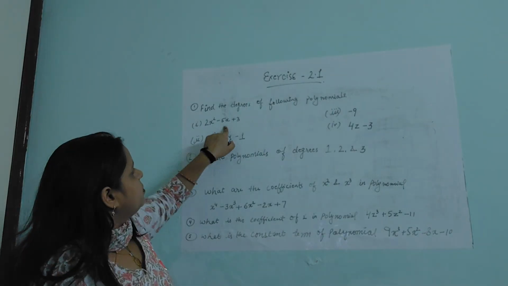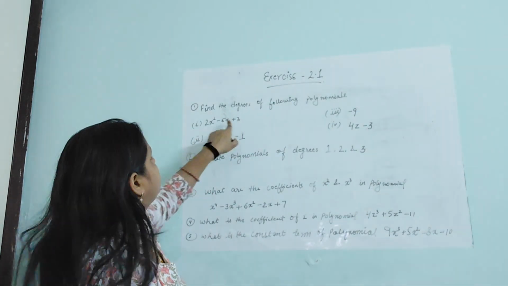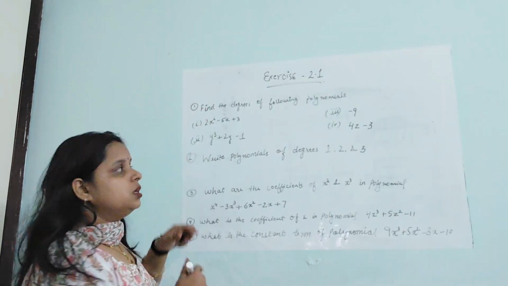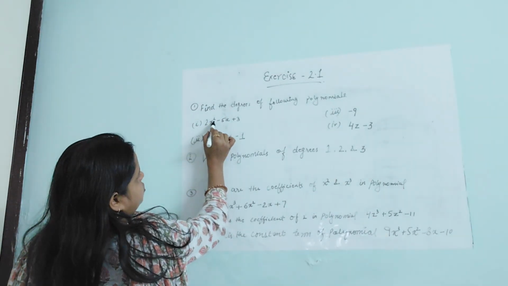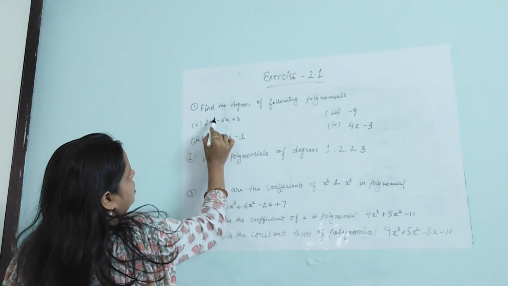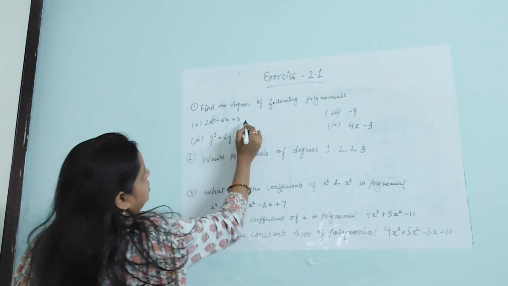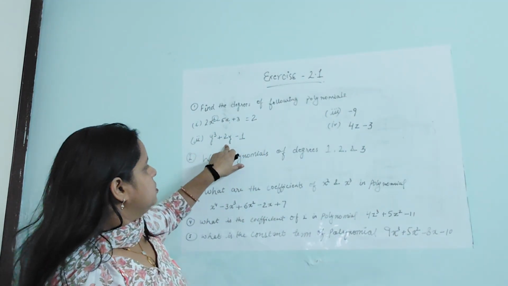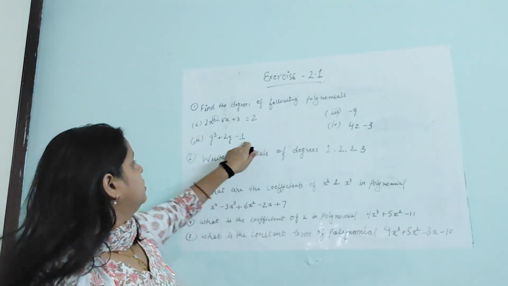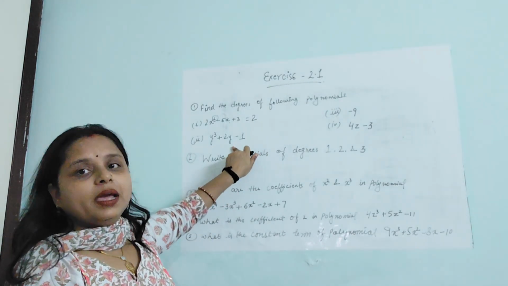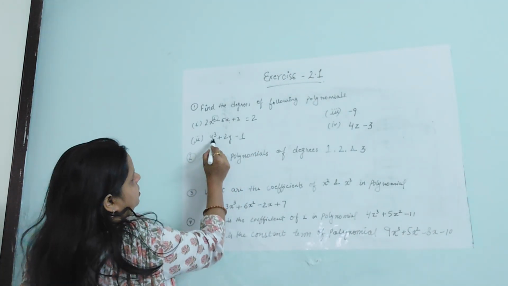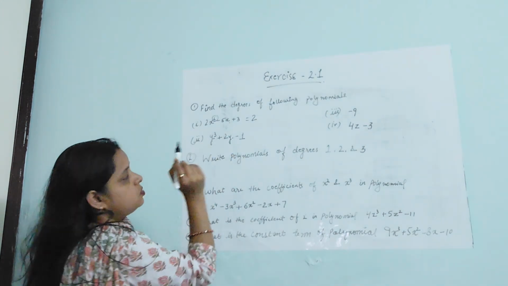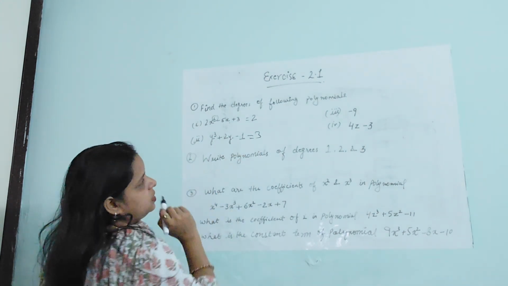So 2x square minus 5x plus 3. Here the variable is x and its highest power is 2. Since here power is 2 and here power is 1, so highest power is 2. So the degree for this is 2. Next is y cube plus 2y minus 1. Here the variable is y and its power, here it is 3, here it is 1. So highest power is 3. So the degree will be 3.